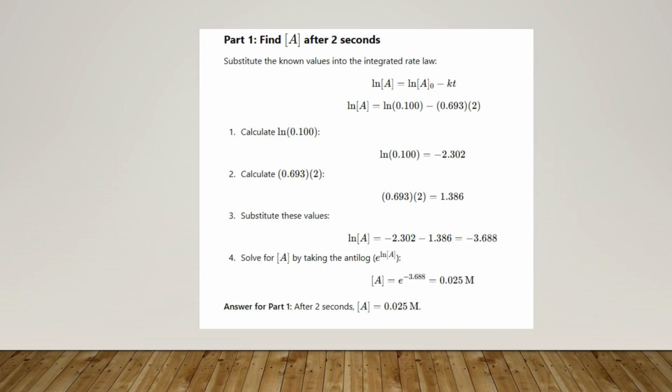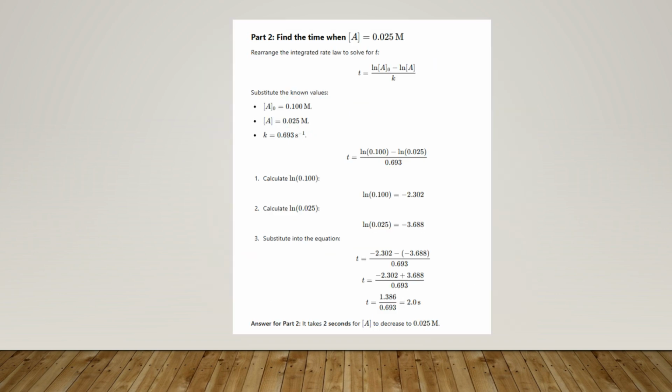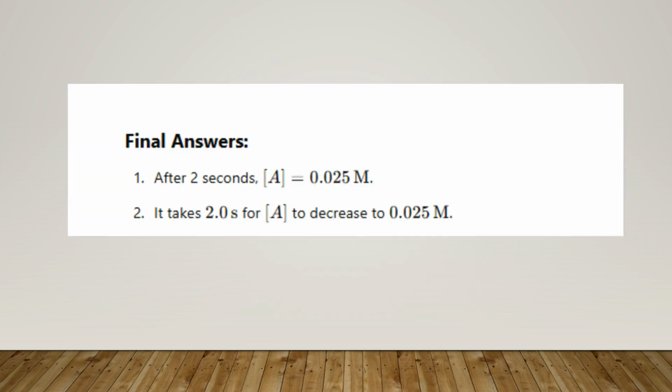To find the concentration of A after 2 seconds, we substitute the known values into the integrated rate law and perform the calculations. The final concentration of A after 2 seconds is 0.025 M. To find the time required for the concentration to decrease to 0.025 M, we rearrange the integrated rate law to solve for t. Substituting the known values and calculating shows that it takes 2.0 seconds. The final answers are: after 2 seconds, the concentration of A is 0.025 M. It takes 2.0 seconds for the concentration of A to decrease to 0.025 M.